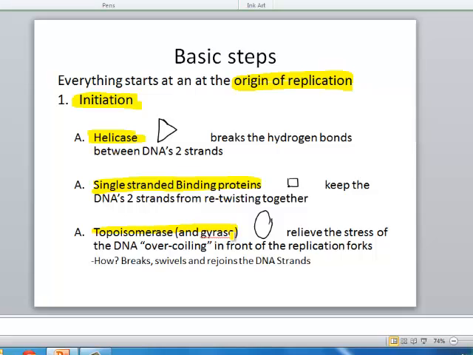So when you split apart a DNA double helix by breaking the hydrogen bonds, you're opening up a twist. But that causes the areas in front of that opening to supertwist or overtwist or overcoil. How can that be alleviated? Well, topoisomerase and gyrase will break the sugar phosphate backbone, the covalent bonds that hold it together, and then it allows it to untwist or swivel and then rejoins the sugar phosphate backbone, because you don't want to leave your backbone in pieces, because then the DNA would fall apart and that would be a bit of a problem. So again, this is initiation.